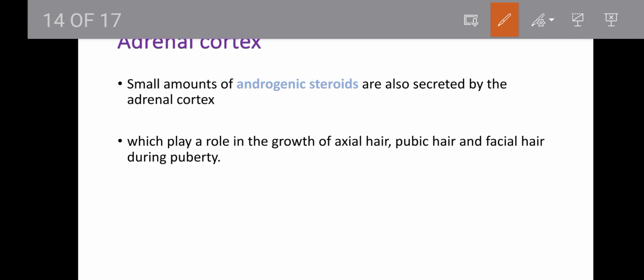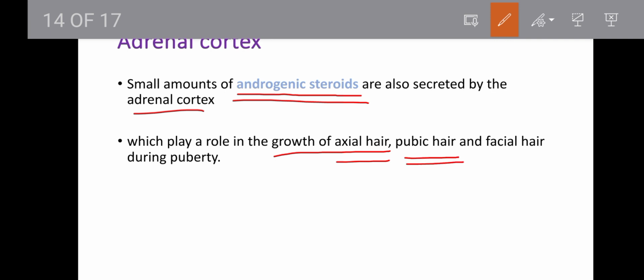Small amounts of androgenic steroids are also secreted by adrenal cortex. These androgenic steroids play a role in growth of axial hair, that is hair in the axilla, armpit, and pubic hair, and facial hair during puberty.